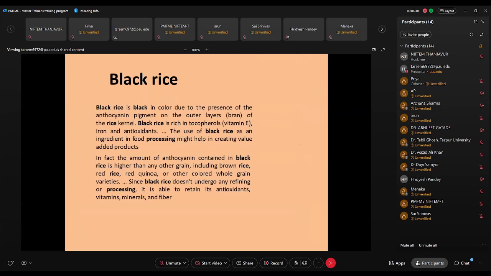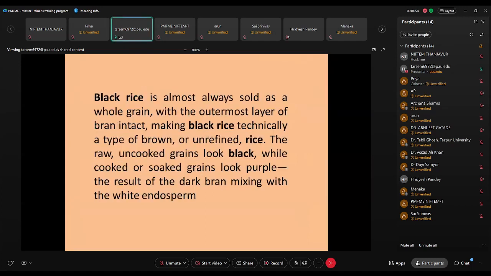In fact, the amount of anthocyanin contained in black rice is higher than in any other grain, including brown rice, red quinoa, or other colored whole grain varieties. Since black rice doesn't go through any refining or processing, it is able to retain its antioxidants, vitamins, minerals, and fibers. It is sold as a whole grain with the outermost layer of the bran intact, making black rice technically a type of brown unrefined rice.